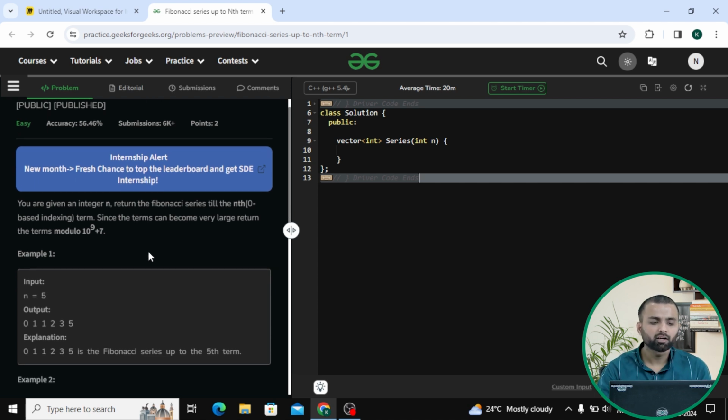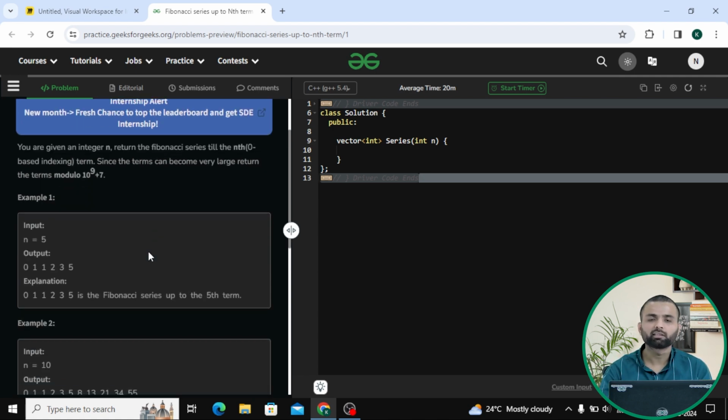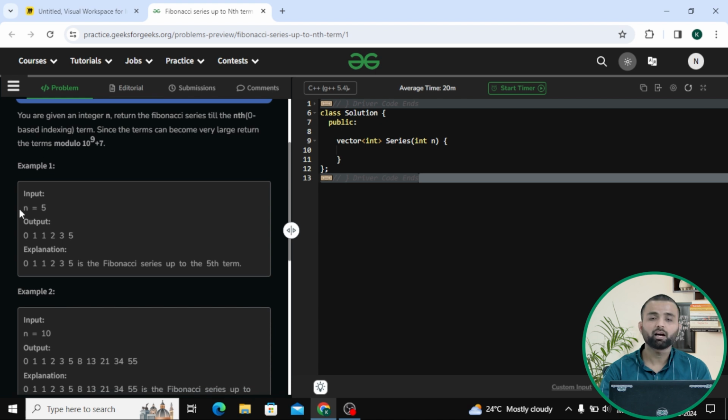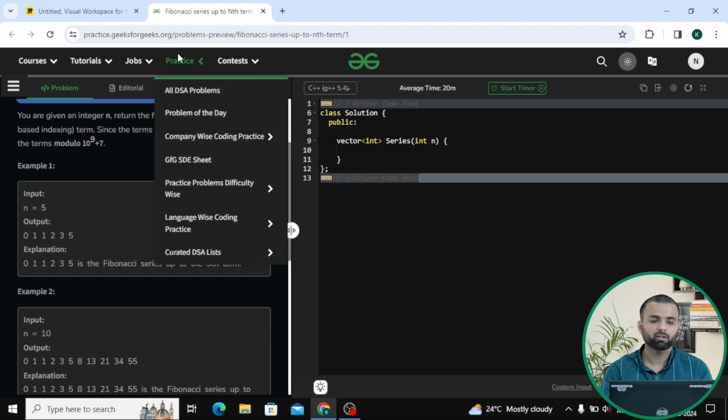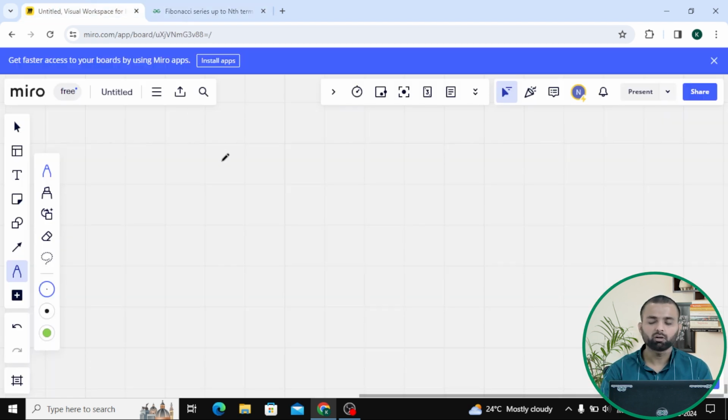Our problem says you are given an integer n, return the Fibonacci series till the nth term. Since the term can become very large, you have to take the modulo of it, right? So let's understand the example first. Here we have n equals 5 and we have to return as output 0, 1, 1, 2, 3, 5. So let's understand first what we mean by Fibonacci.